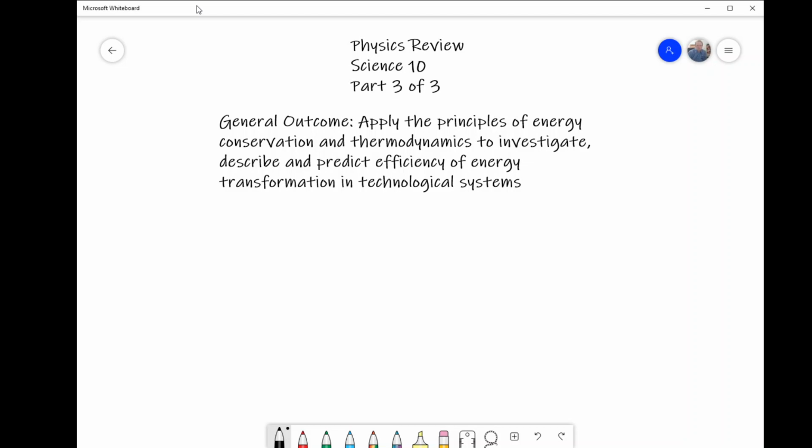So our third and final content point is going to be applying the principles of energy conservation and thermodynamics to investigate, describe, and predict efficiency of energy transformations in technological systems. Well, that's a mouthful. We need to figure out first what the laws of thermodynamics are and then how to apply them.